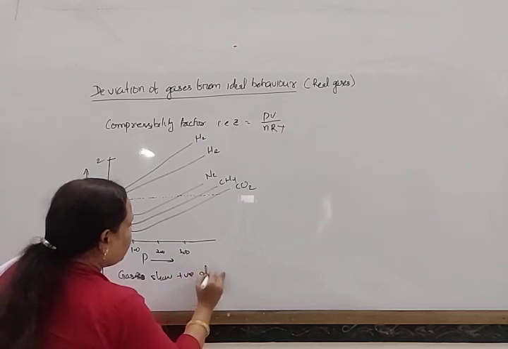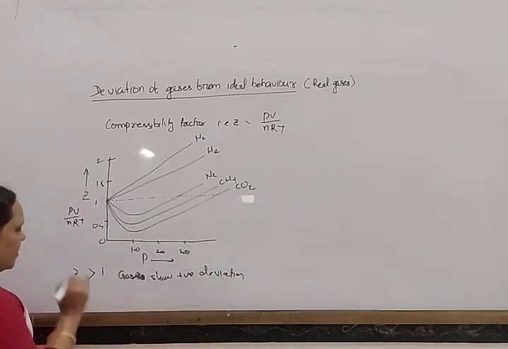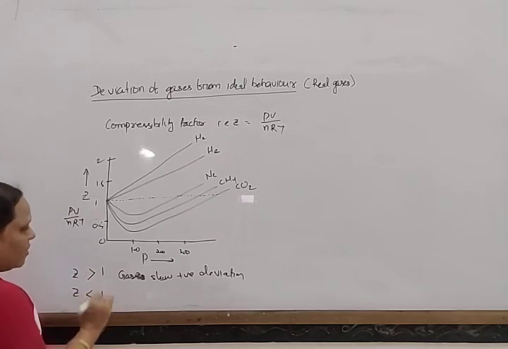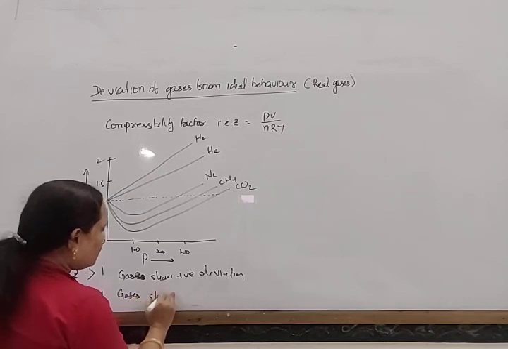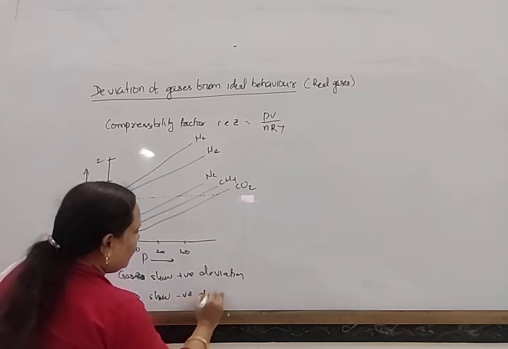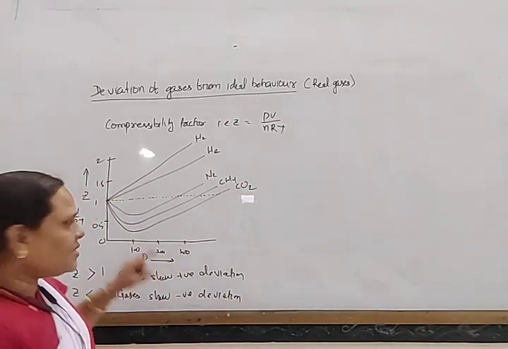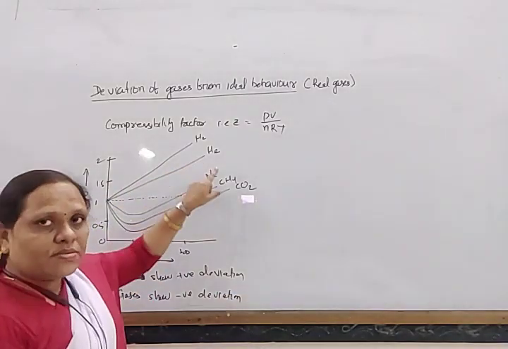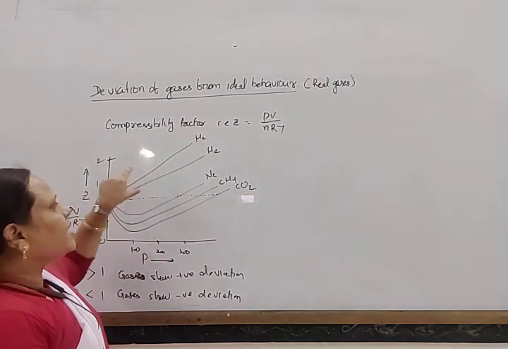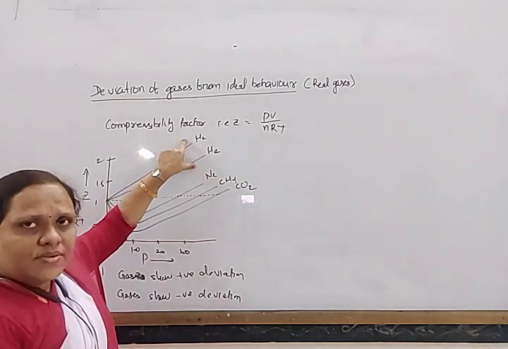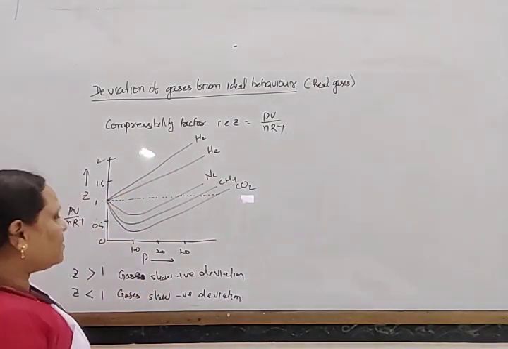Gases show positive deviation, and when Z is less than 1, gases show negative deviation. So as the pressure increases, the gases show either positive deviation or negative deviation. Hydrogen and helium exhibit positive deviation, and all other gases generally show negative deviation.